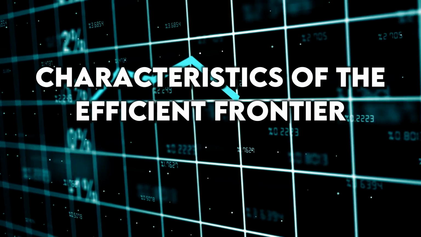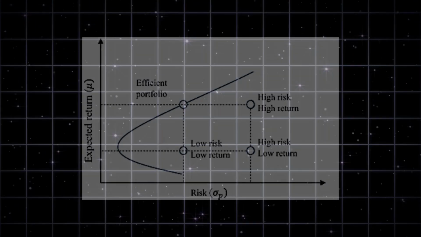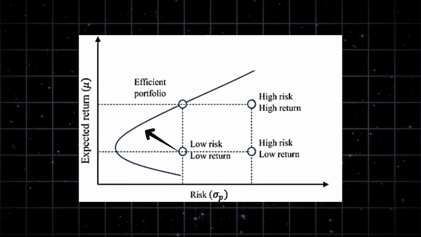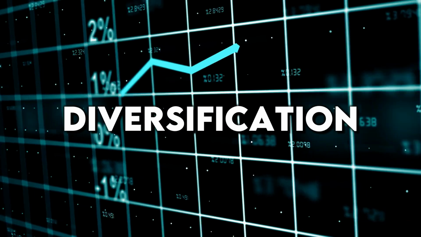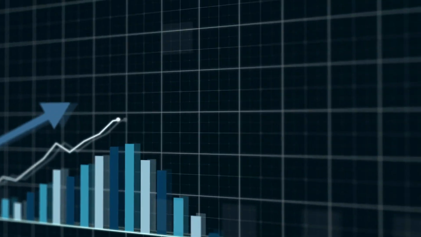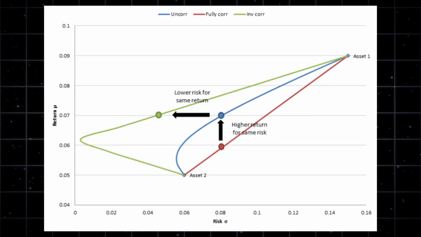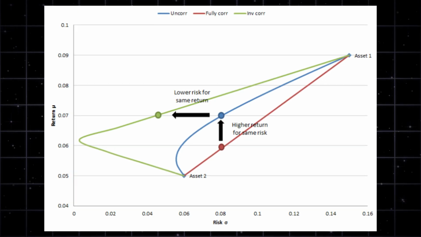Characteristics of the efficient frontier. Shape and slope. The upward sloping curve indicates that higher returns typically involve more risk. Diversification. The efficient frontier underscores diversification's role in reducing risk while enhancing returns by combining assets with different risk-return profiles.